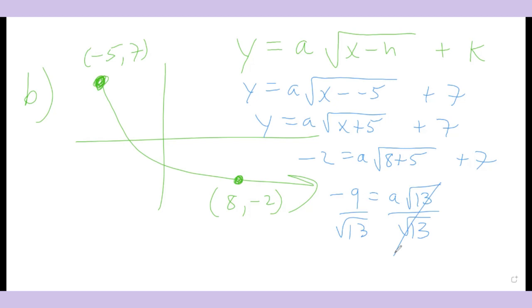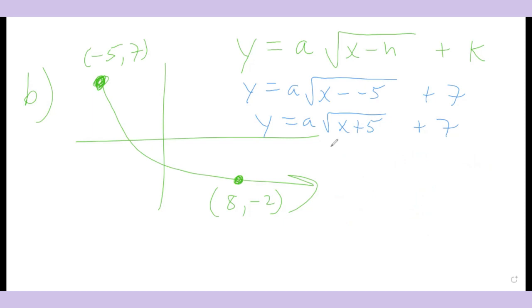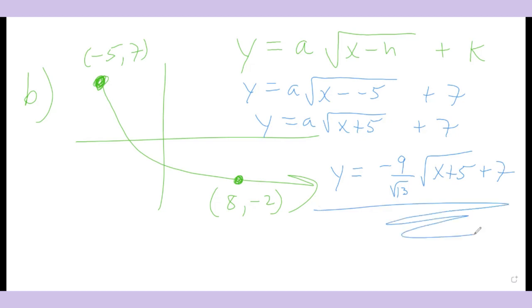So take your a value and plug it back into where it belongs, right? So a was -9 over square root 13. Let me erase some of this. -9 over square root 13. So final answer, -9 over square root 13, and then times the square root of x plus 5, plus 7 off to the back. Boom. Final answer. And then now let's do example C right after this short commercial break.